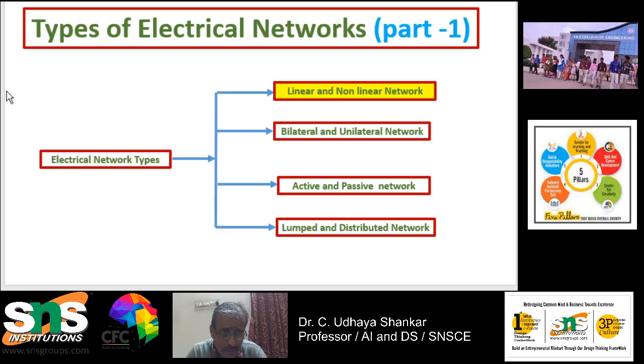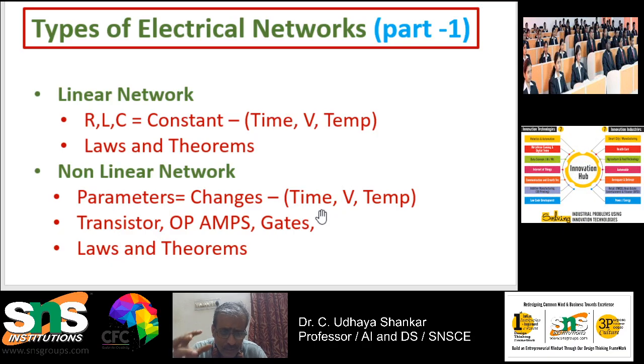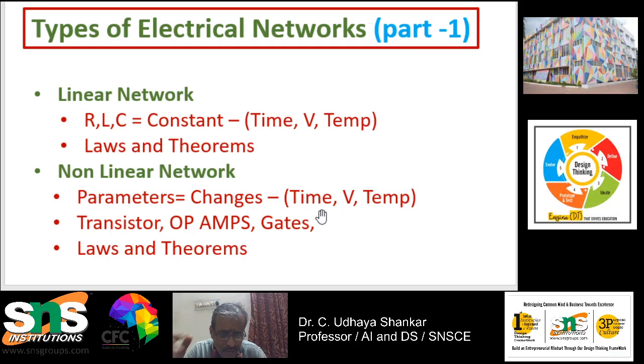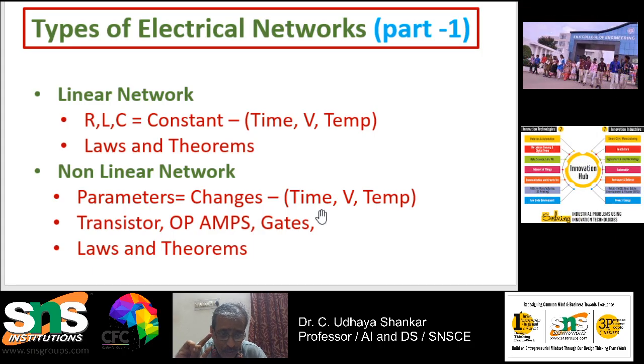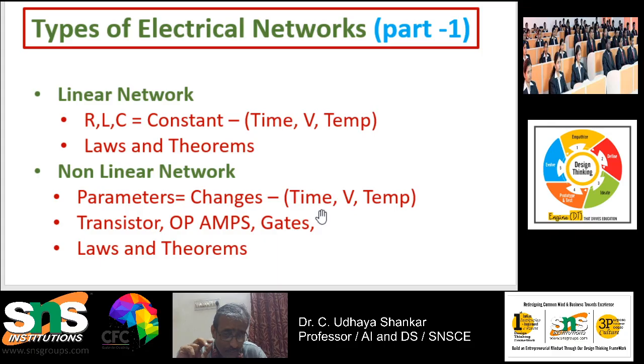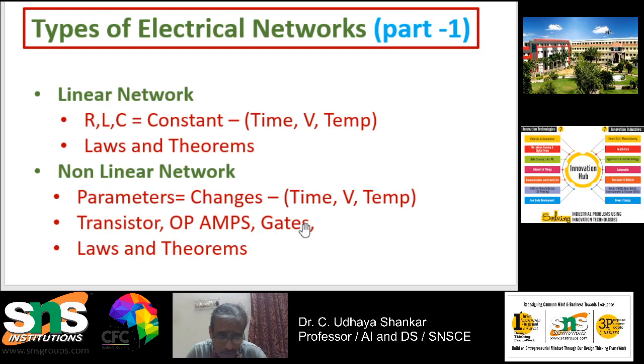What do you understand from this linear and non-linear network? A circuit whose parameters like resistor, capacitor, inductor are always constant, irrespective of change in time, voltage and temperature, is called a linear network. For example, if you take any circuit, the resistor, inductance and capacitor parameters are not going to change their value for the entire time. That is called a linear network. As well, the linear network should always obey Ohm's law and the superposition theorem, and it can be easily solved using basic mathematical equations. So irrespective of change in time, voltage and temperature, the network parameters remain constant. Those networks are called linear networks. That's all about a linear network.